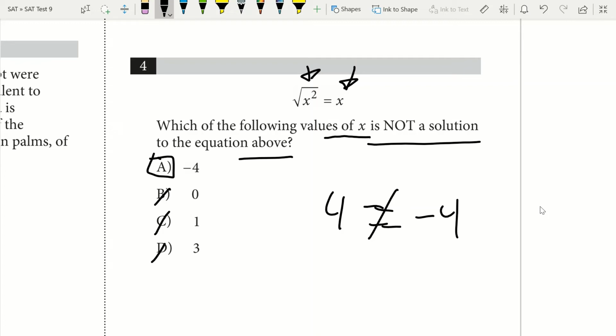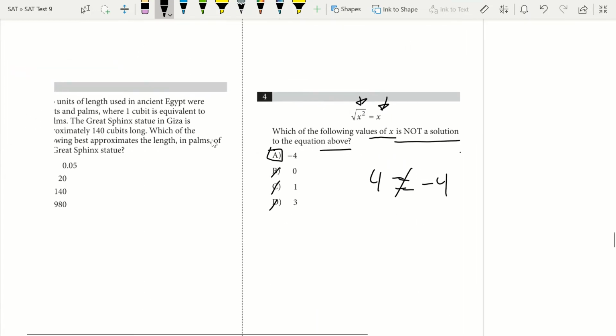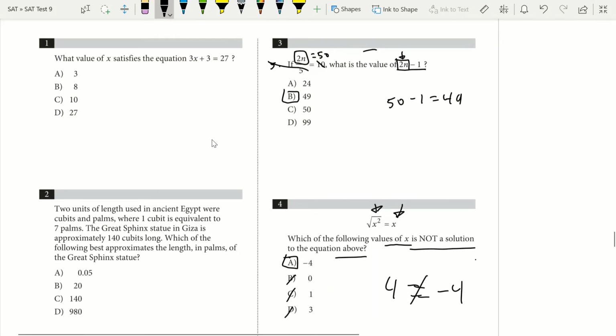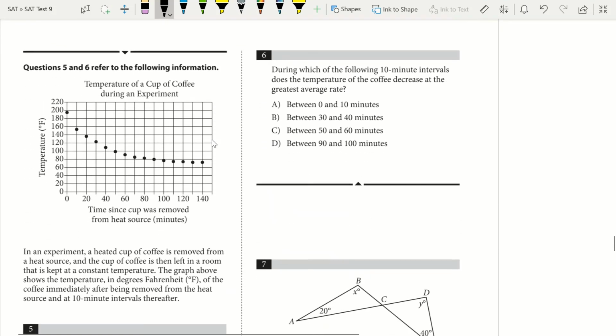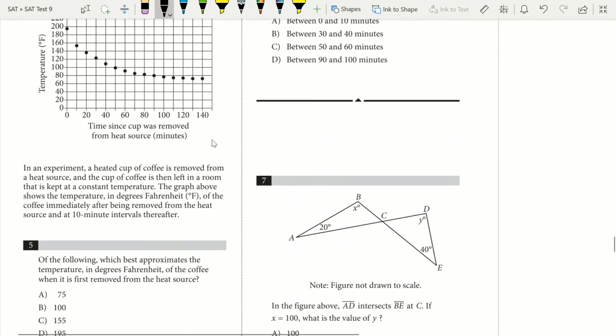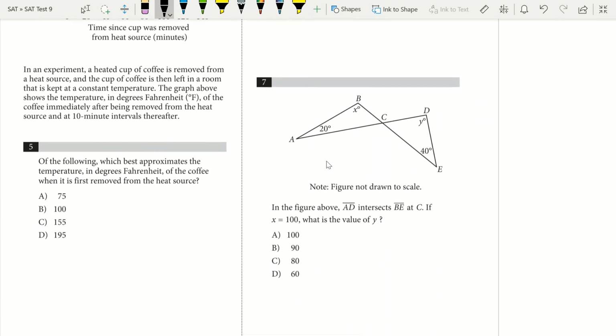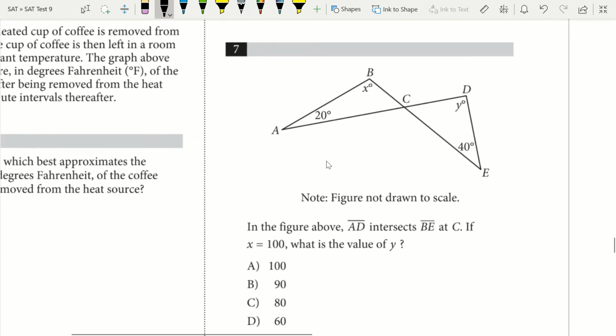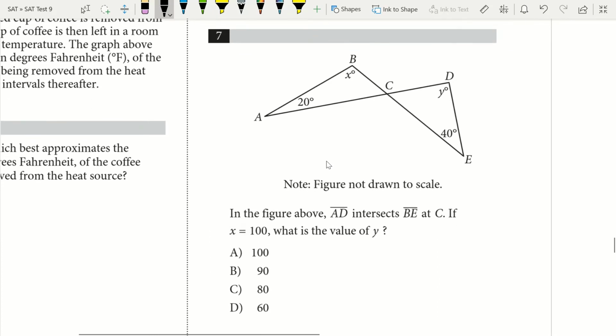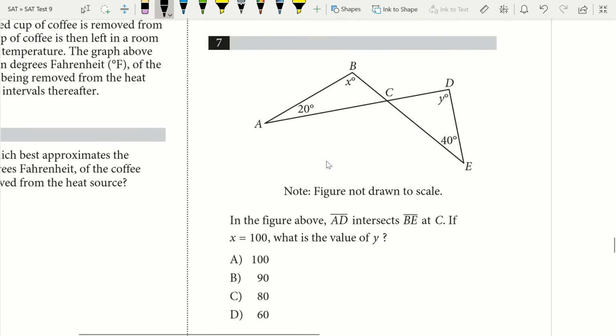All right, let's find another one that I want to do. Okay, so I've already covered numbers 3 and 4. Looking down, we've got numbers 5 and 6. They're paired together. I don't want to solve those ones. Those ones are pretty simple. Number 7, I like this one. Geometry one, we got 2 different triangles. I like it. All right, let's go ahead and do 7. So we have the figure above AD intersects BE at C. If x equals 100, what is the value of y? I'll give you 30 seconds for this one.